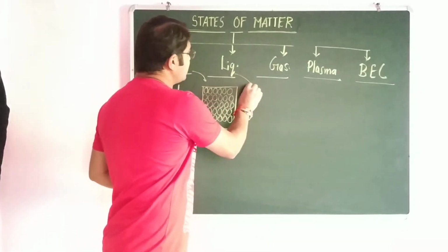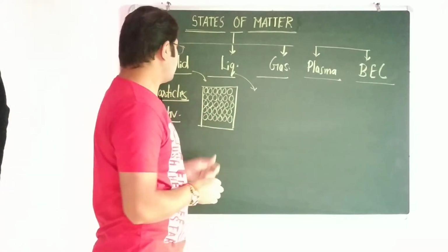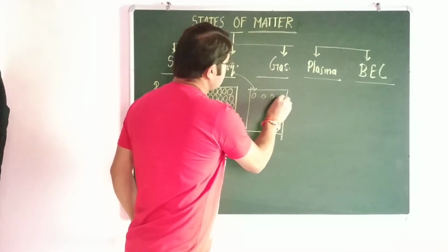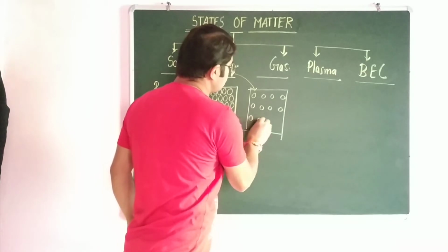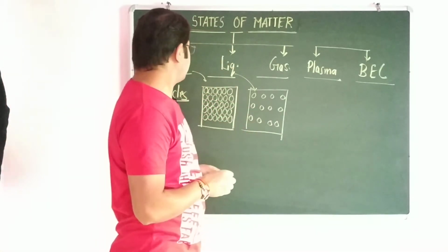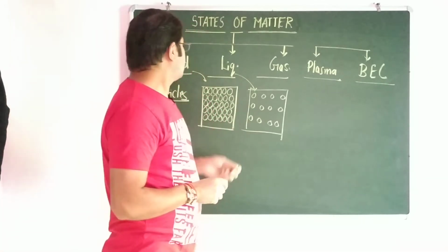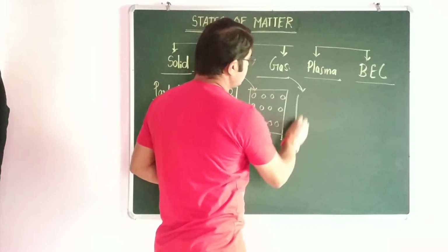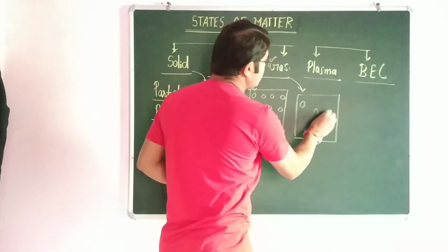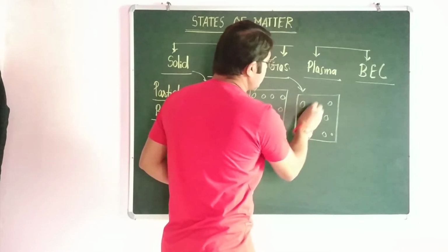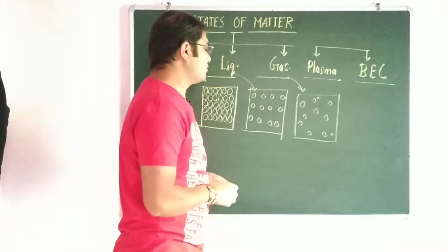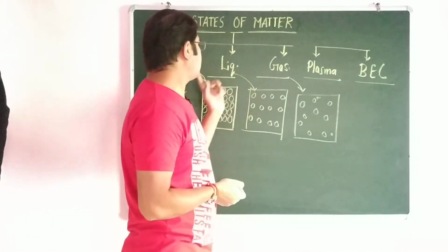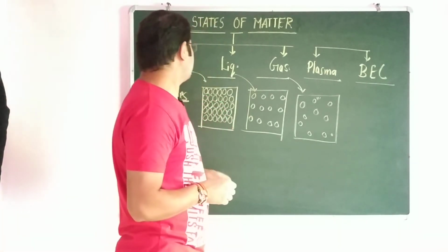And if we talk about liquids, in the case of liquids the constituent particles are less tightly attached as compared to solids, so the compressibility of liquids is very high as compared to solids. And if we talk about the gaseous state, the particles are randomly distributed, they even acquire vibrational forces, and the compressibility of gases is high as compared to liquids and solids.